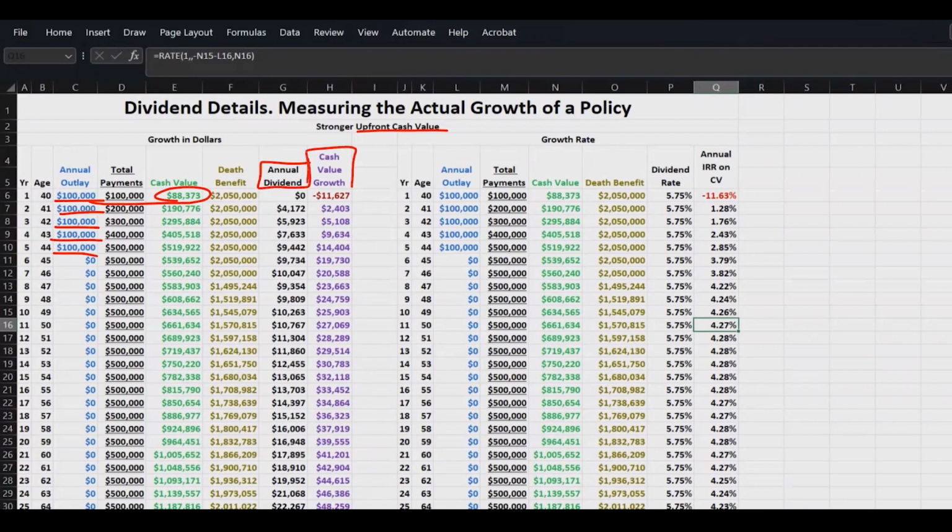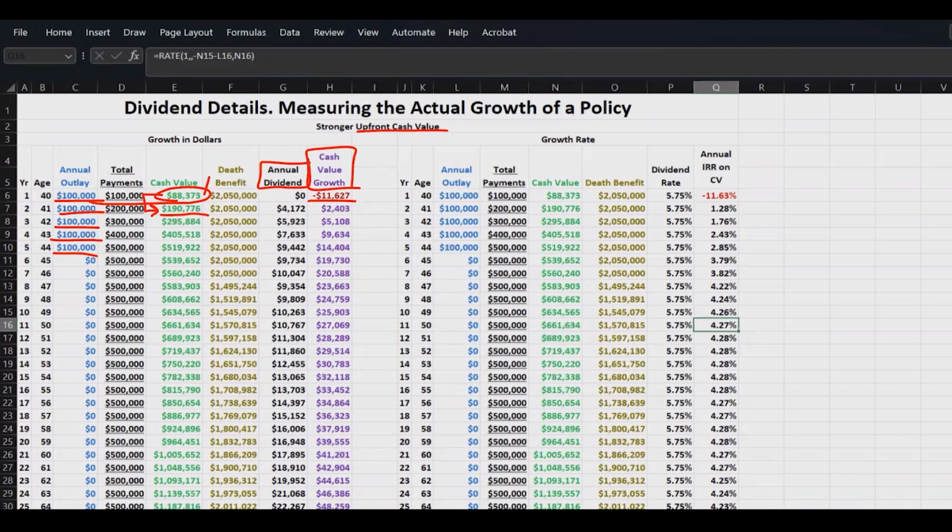Cash value growth for the first year is what? Negative $11,627, because I paid in $100,000 and I have 88 and change. That's a loss, no matter how I slice that. Year 2, I pay in $100,000 again. My cash value was 88 and change. The end of year 2, it's 190 and change.